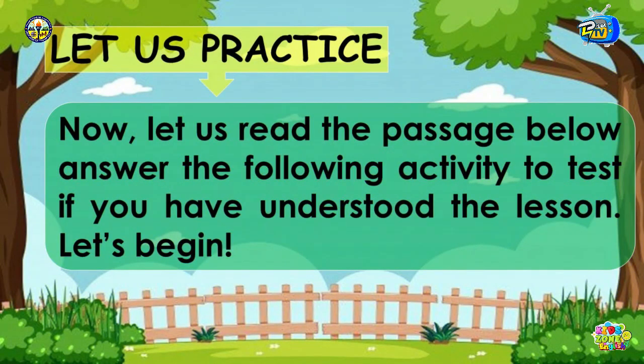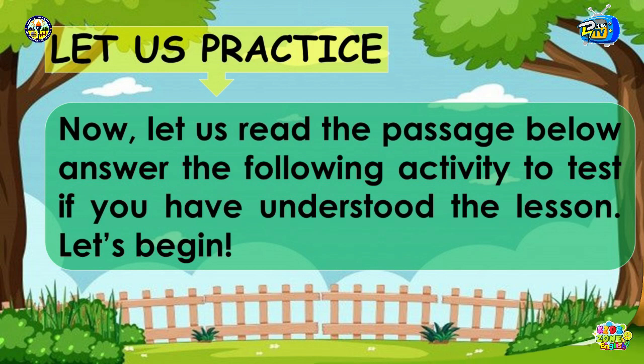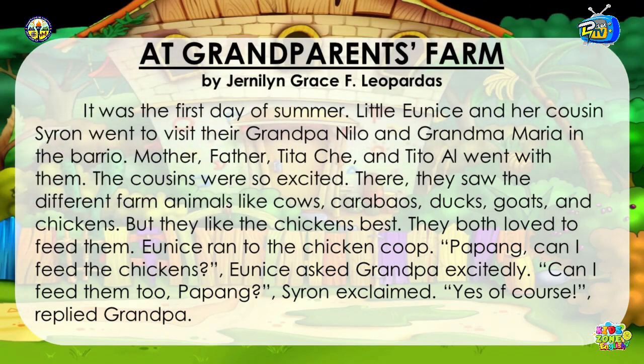Now, let us read the passage below to answer the following activity to test if you have understood the lesson. Let's begin. At Grandparents' Farm by Journaline Grace F. Leopardes. It was the first day of summer. Little Eunice and her cousin Siren went to visit their Grandpa Nilo and Grandma Maria in the barrio.